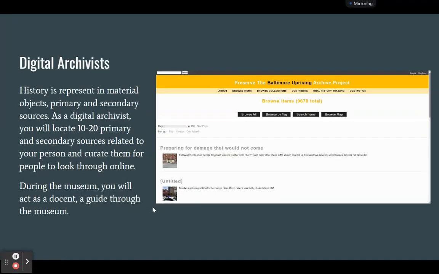Next is digital archivists. You are going to locate sources. I say 10 to 20, but 8 to 10 is actually how many I want. And you are going to locate 8 to 10 primary and secondary sources related to your person and curate them online. On the actual museum day, since it's an online thing you made, you will act as a docent. That means you're guiding people through the museum, answering questions, helping the museum go efficiently. Maybe you're giving tours. Maybe you're working the museum shop. All of these are options.